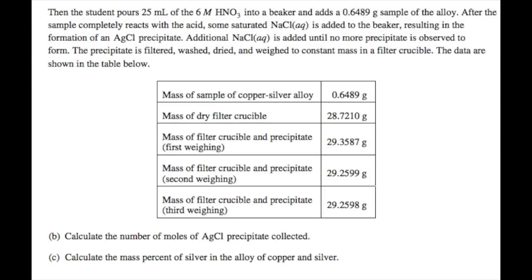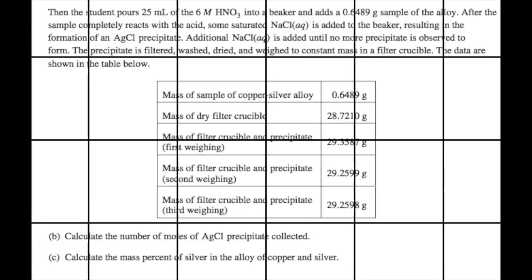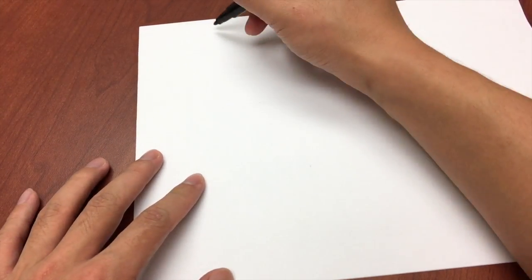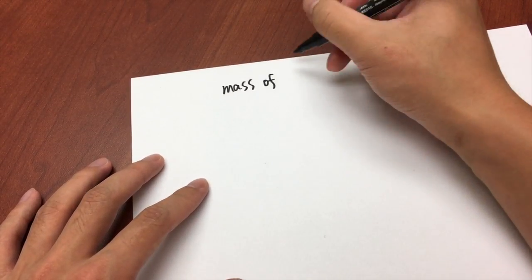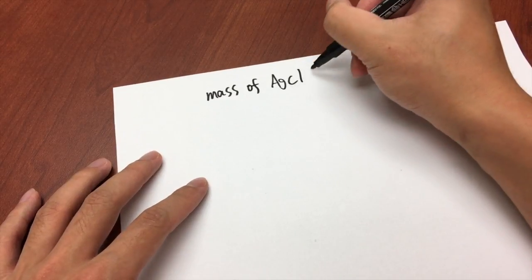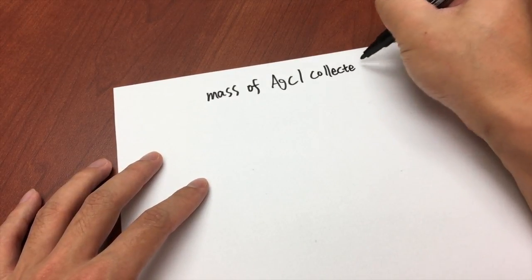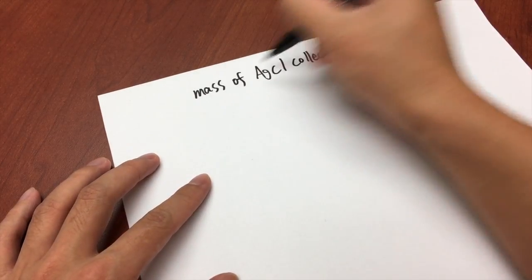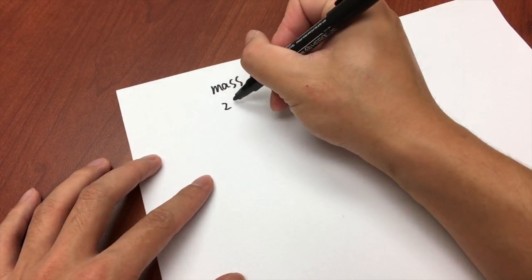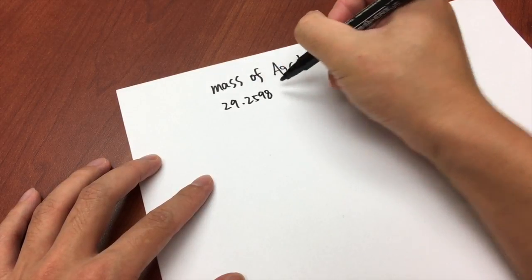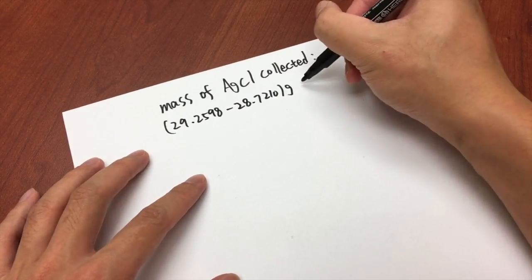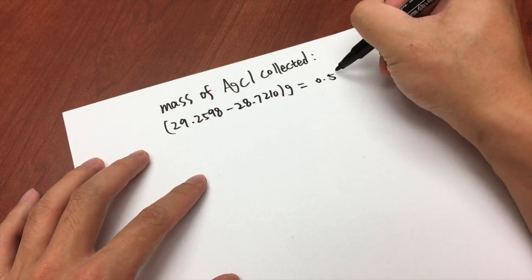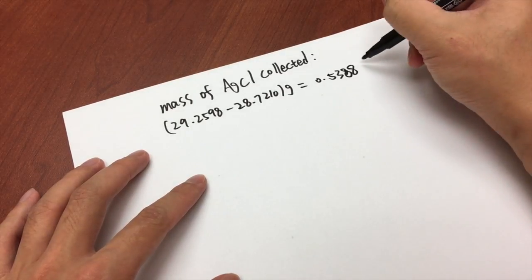Question B. Calculate the number of moles of AgCl precipitate collected. The mass of AgCl collected, this one we can find from the data table. So it is 29.2598 minus 28.7210, and it is equal to 0.5388 grams.